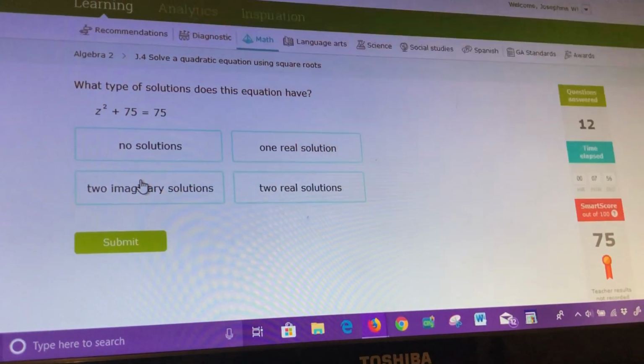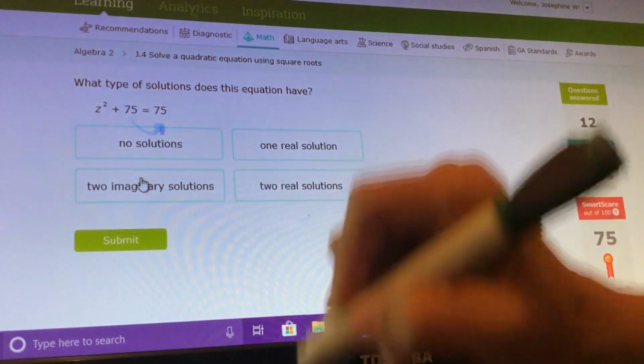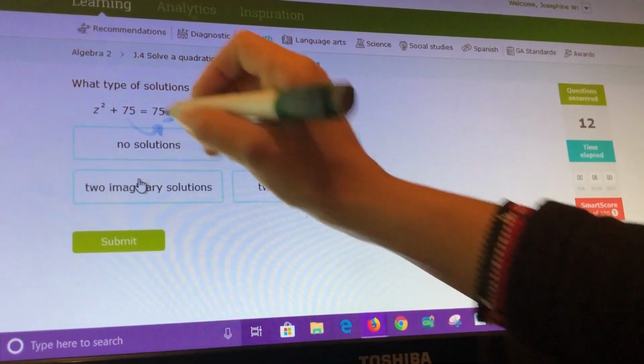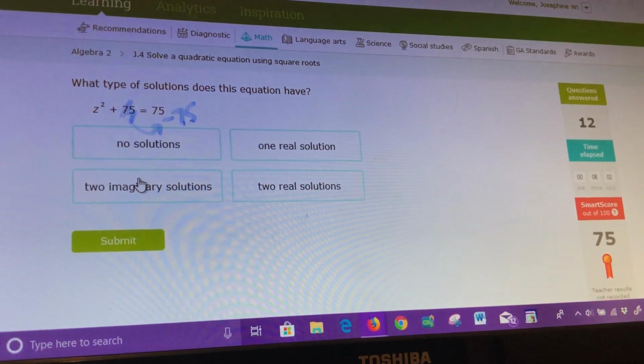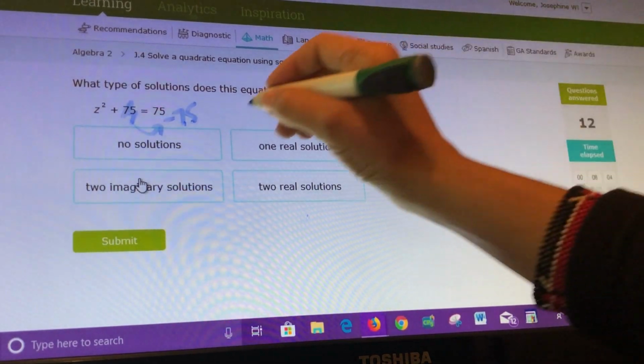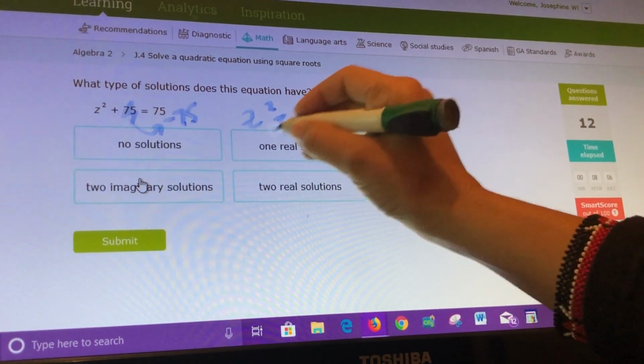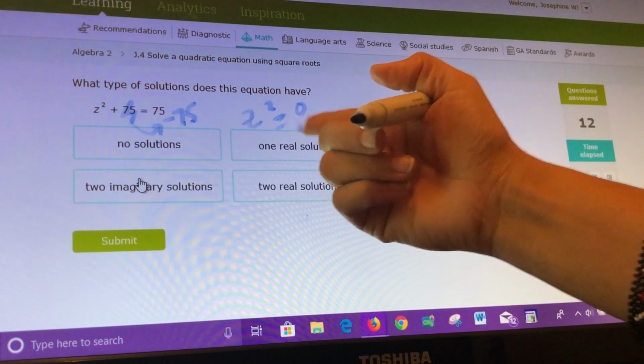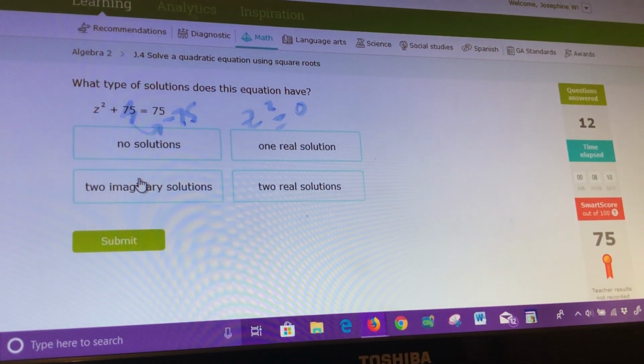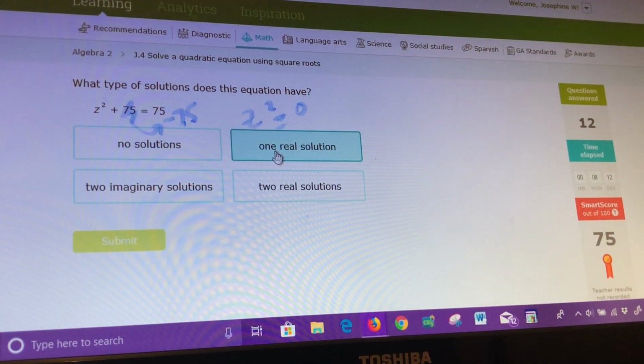What type of solutions does this equation have? When I take this to the other side, what is it going to become? Minus 75. 75 minus 75 is what? 0. So you're going to get z squared equals 0. Then you take the square root, and when you take the square root of 0, it's only going to give you 0. So it's only one real solution.